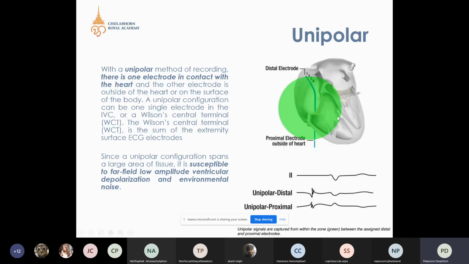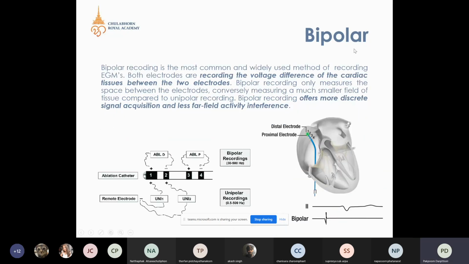That means including the left ventricle or left ventricular activity as well. That's why the unipolar can detect the ventricular signal over here, not like the bipolar, where the recording only detects or records around the two electrodes here.